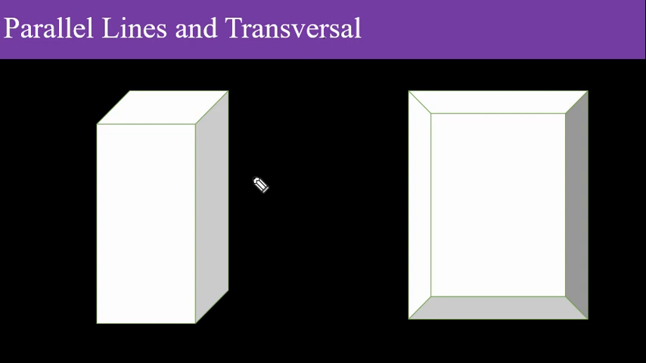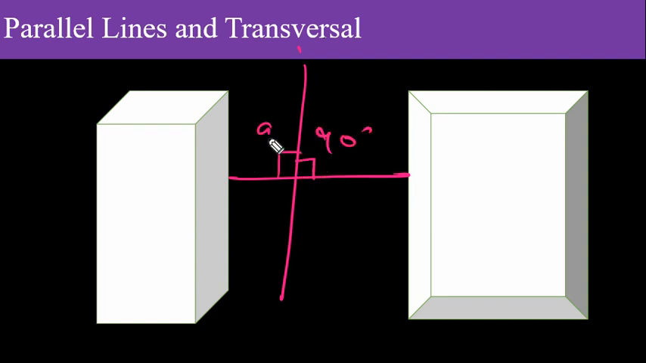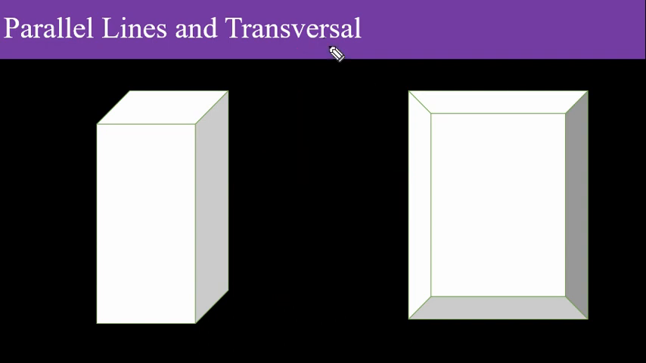Now, what are the perpendicular lines? Perpendicular lines make a 90-degree angle. What do they make? They will cut each other at 90 degrees. So all angles will be 90 degrees. Okay. Now what is a transversal line? A transversal line will not be at 90 degrees.